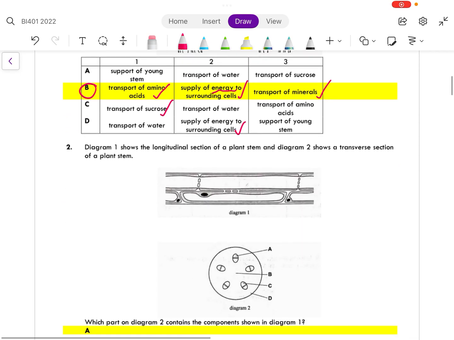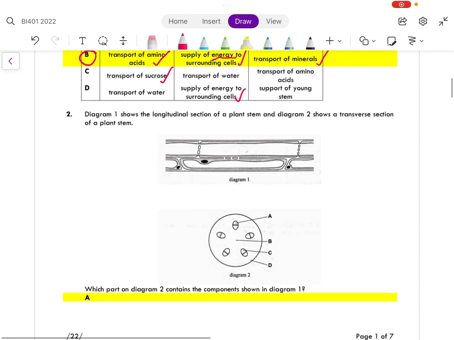Next, let's go to number 2. Diagram 1 shows the longitudinal section of a plant stem, and diagram 2 shows the transverse section. They ask you which part on diagram 2 contains the components shown in diagram 1. Okay, so what in the world is diagram 1? Diagram 1 is again showing you the phloem, which includes the companion cells as well as the sieve elements. You can even see the sieve plates over here from a side view.